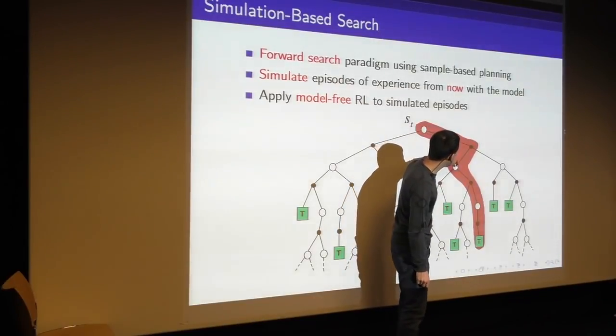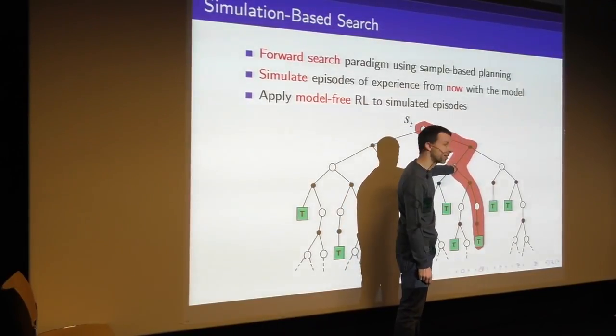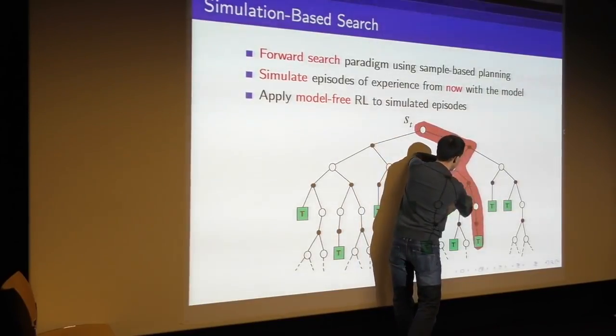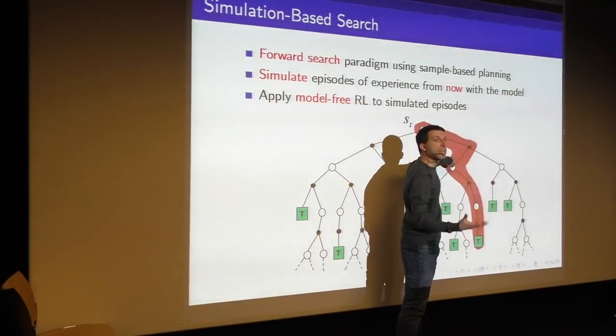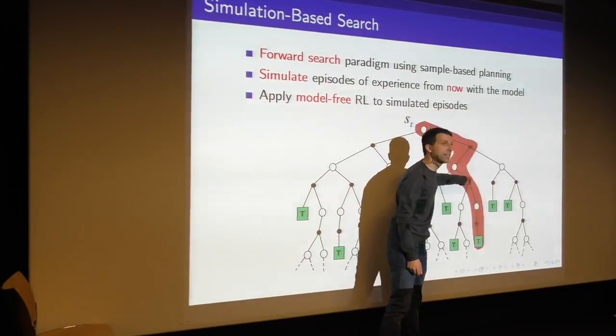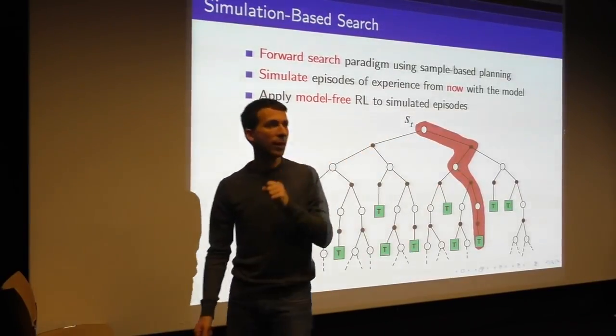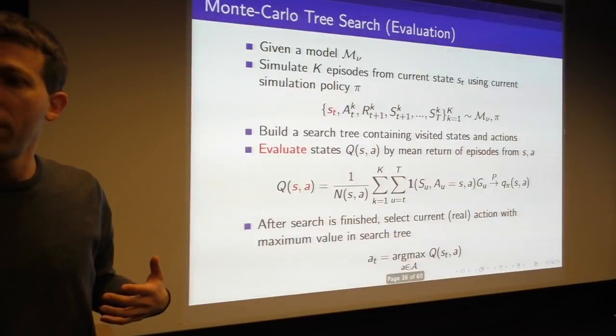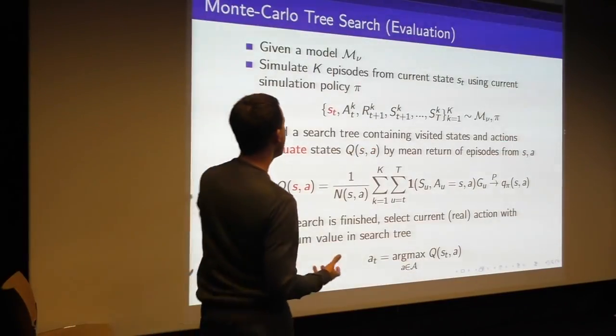So if we want to know, if we're in this state and we take this action, how good is it? What we're going to do is consider all of the simulations that have passed through this action, and take the mean of those returns. And that's going to be our estimate of how good it is to be in this state and take this action. So we basically just record in every part of our search tree these Q values.